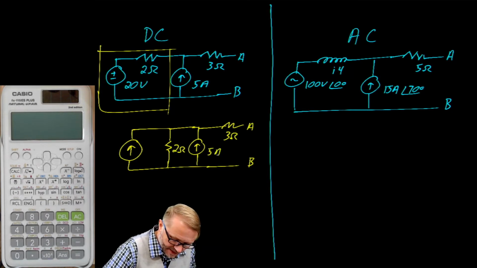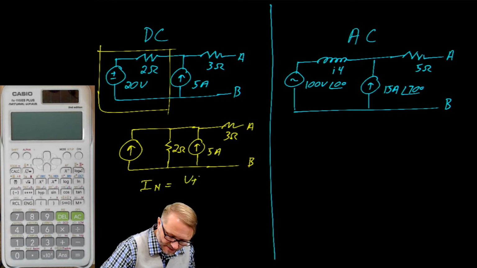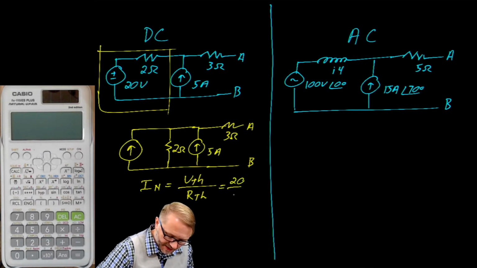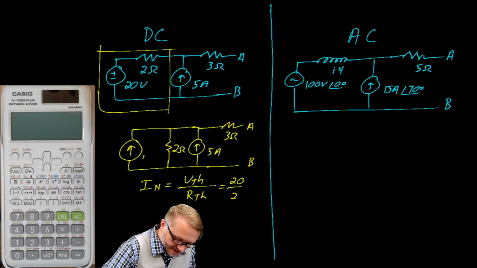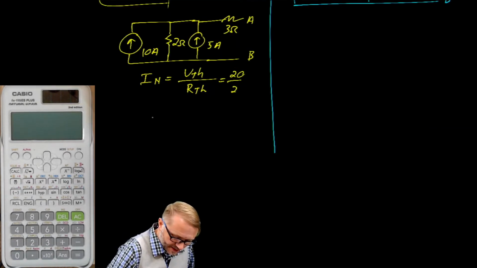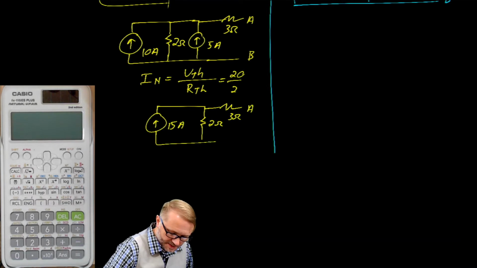This is 5 amps. And remember, a Norton current is a Thevenin voltage divided by a Thevenin resistance, which in this case is 20 divided by 2, which gives us 10 amps. Simplifying the circuit, we end up with 15 amps, a 2 ohm resistor, and a 3 ohm resistor, and terminals A and B.